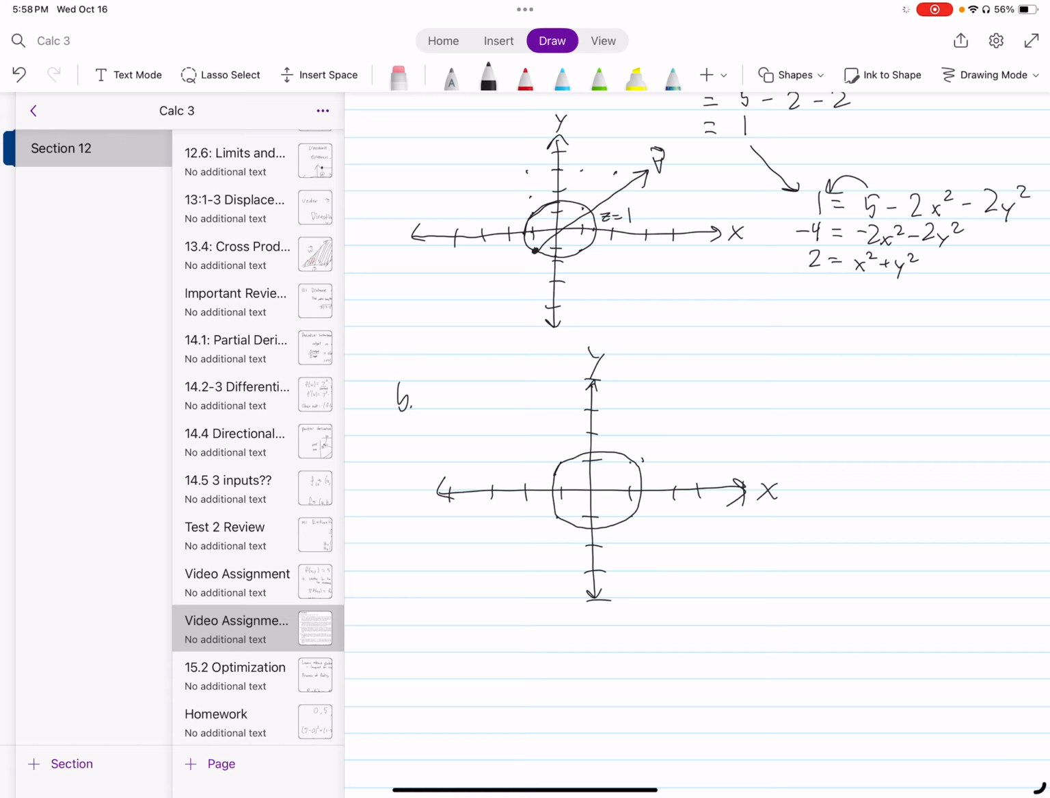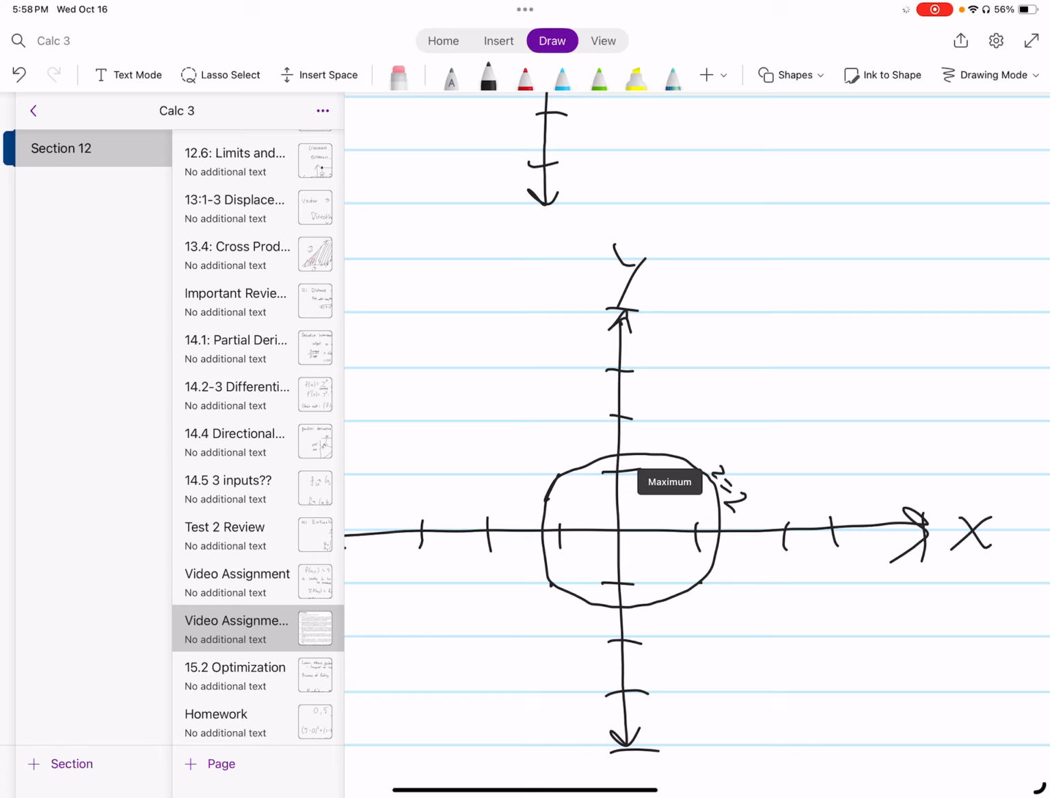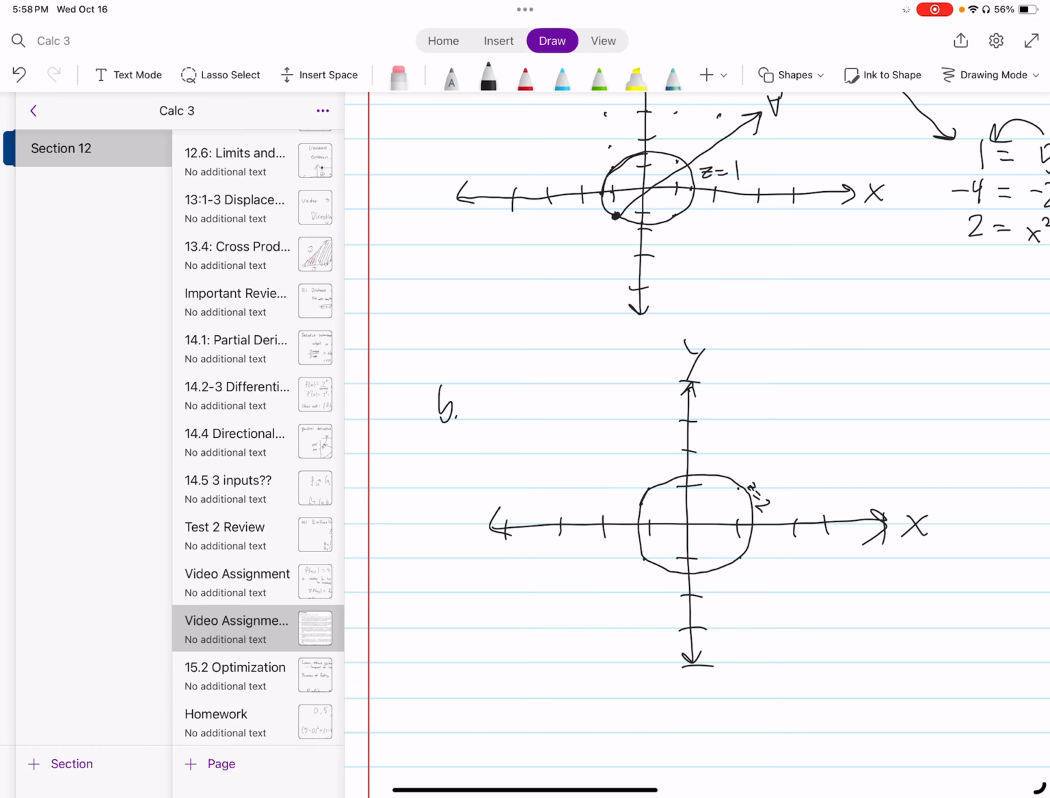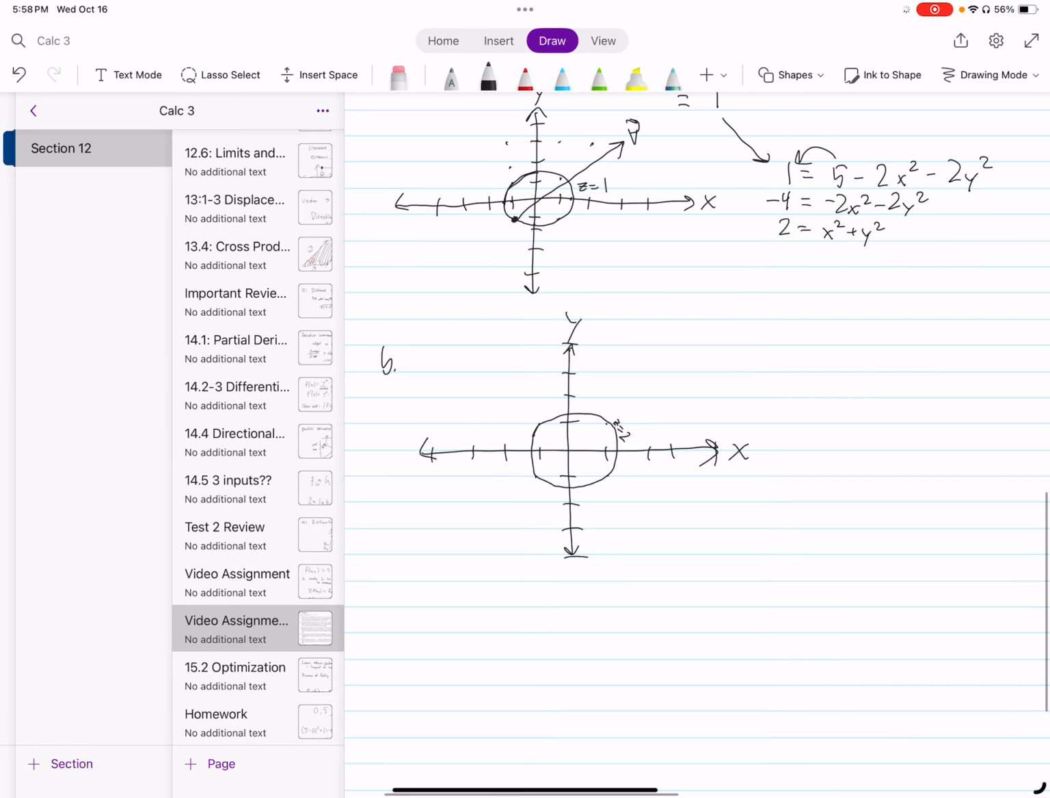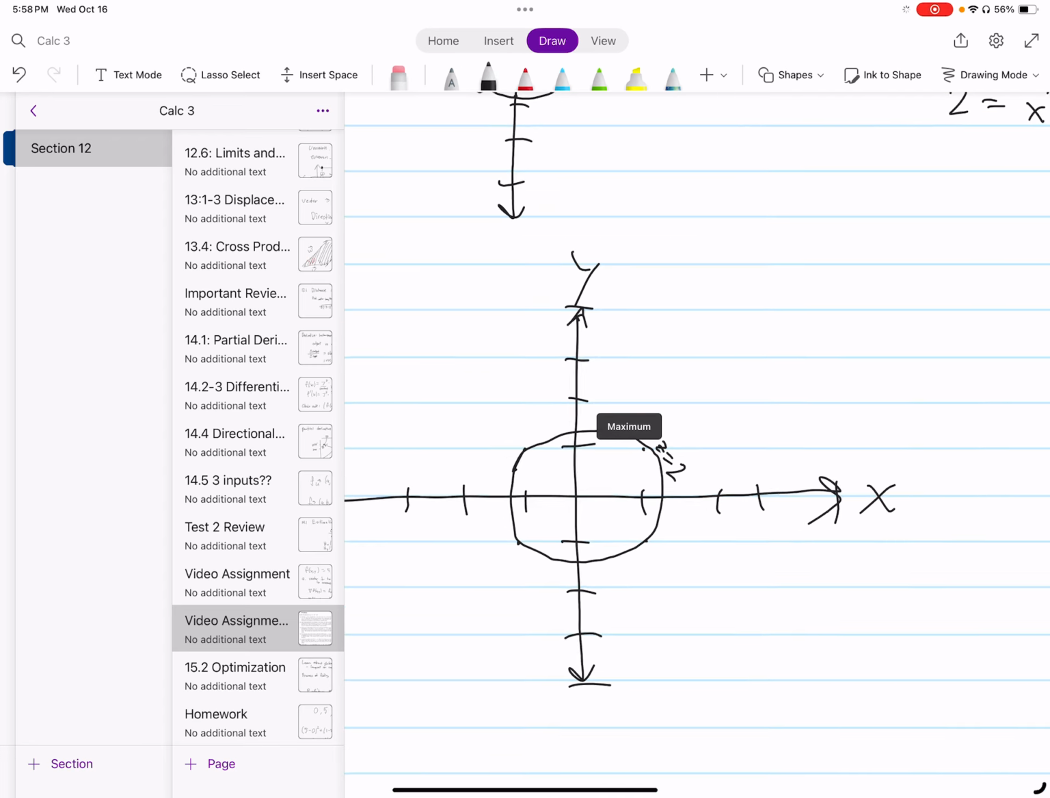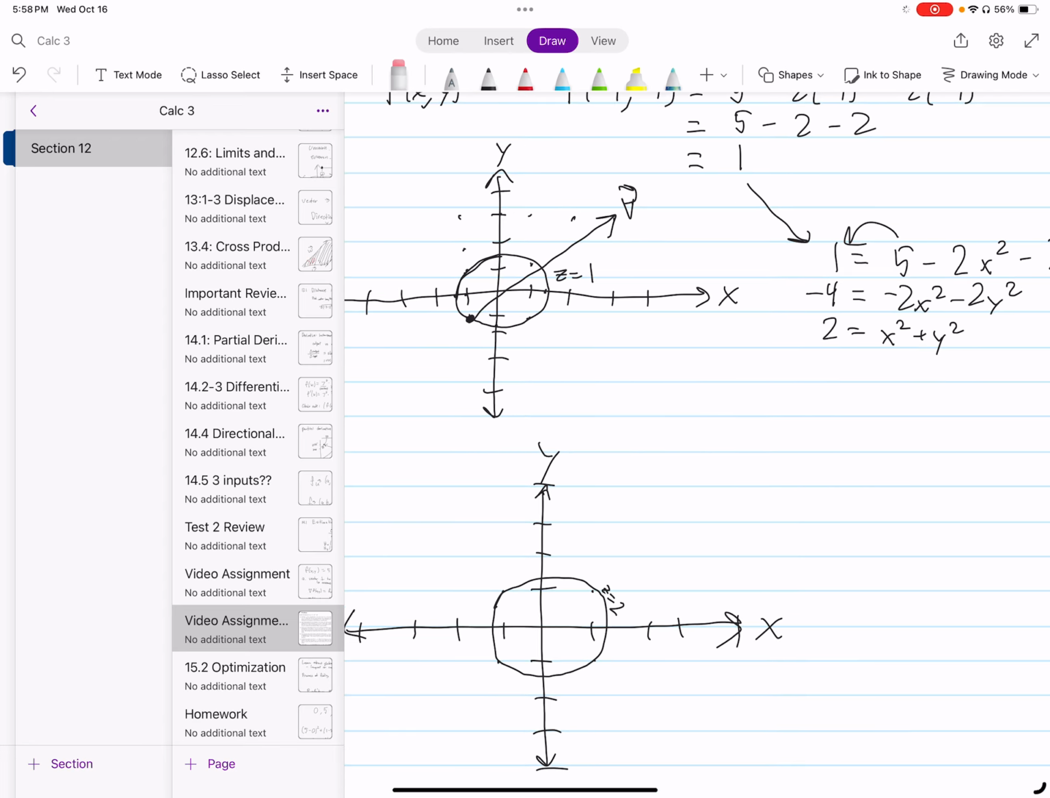We can draw this sideways. Z equals 2. Yeah. And then we can also draw some other values of z. So let's say that, I'm sorry, I misspoke. Z equals 1.